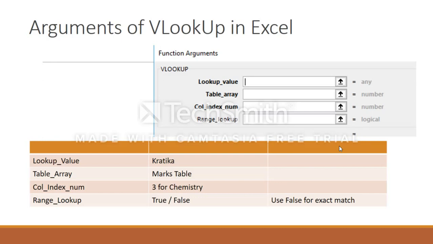Another argument is range lookup, which takes logical values either true or false. Here true means approximate match and false means exact match. When we are looking for Kritika, it is an exact match. Generally we take exact match, and in this case also we will take exact match. So we will put false into it.